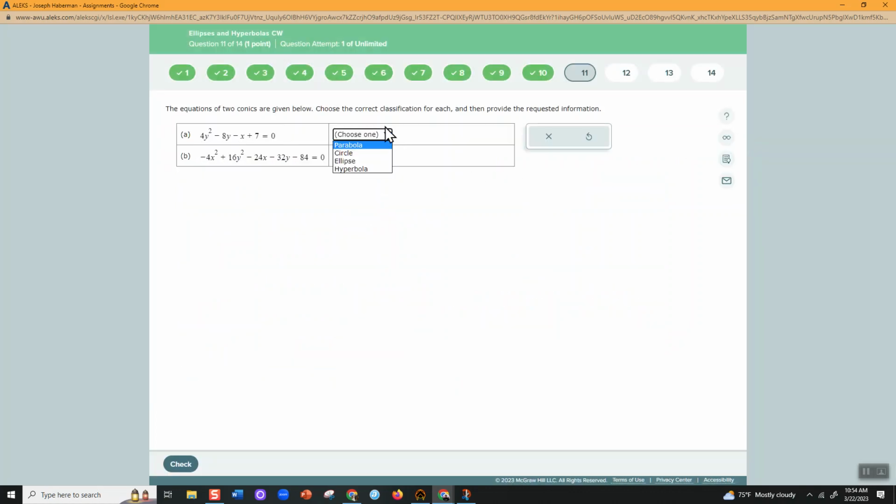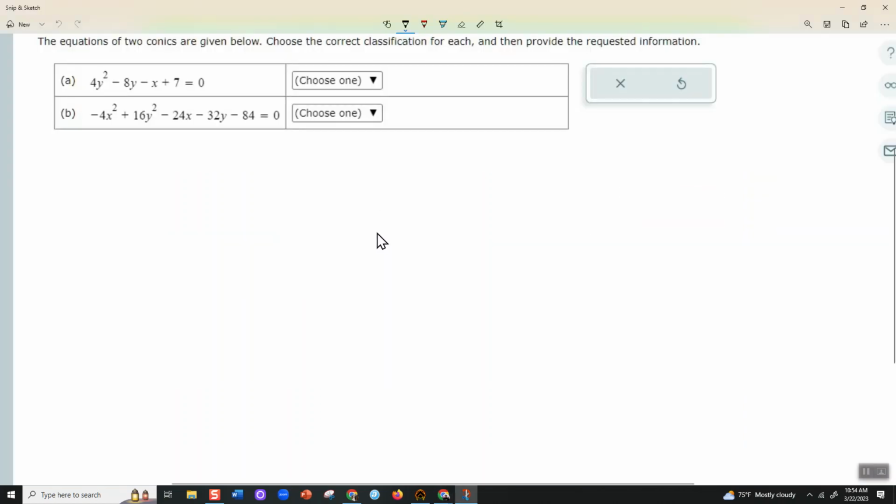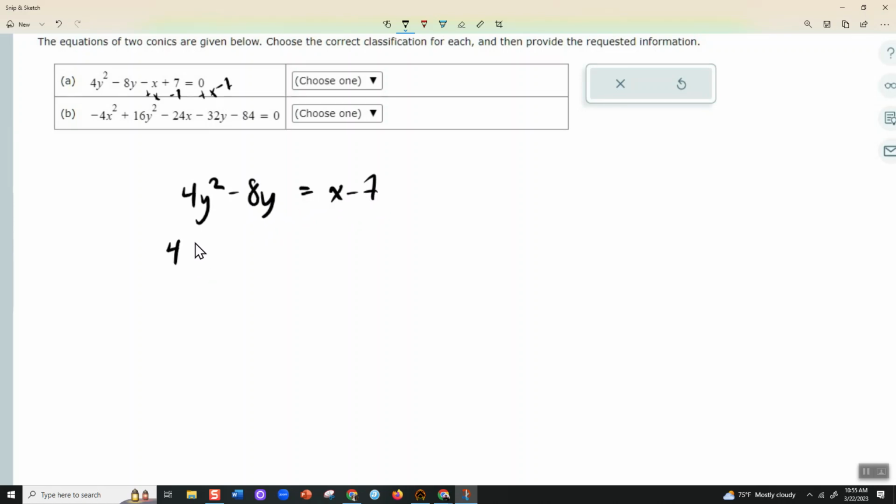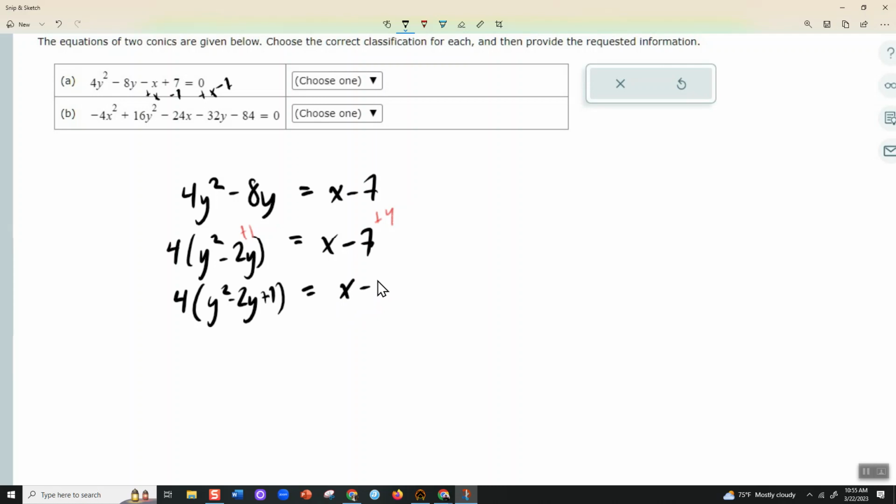So this is a parabola. Know that much, but let's write that out here and get it into the form we want. We need to get equal to x, so I'm going to add x over here and subtract 7. So I've got 4y squared minus 8y equals x minus 7. Factor out the 4, and I get y squared minus 2y equals x minus 7. And then I need to complete the square by adding 1, which is being multiplied by 4, so it's basically adding 4. And then I get 4 times y squared minus 2y plus 1 equals x minus 3 now.